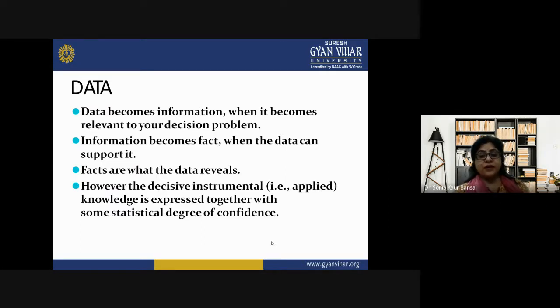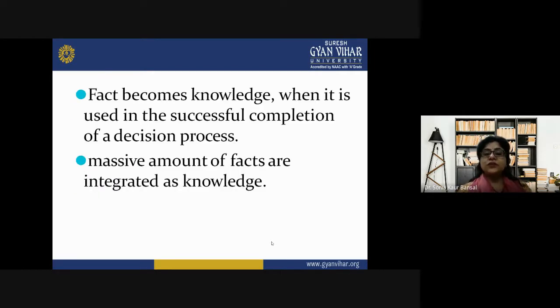However, the decisive, instrumental, applied knowledge is expressed together with some statistical degree of confidence. So it is very important, students, to understand that knowledge is expressed together with some statistical degree of confidence, and you have to show that confidence in the interpretation of your data. A fact becomes knowledge when it is needed in the successful completion of a decision process. A massive amount of facts are integrated as knowledge. So just remember, the data you have seen is not the knowledge itself, it is just a piece of information. This piece of information will convert into fact when it is relevant to your own data, and this fact will convert into knowledge when the facts are integrated.